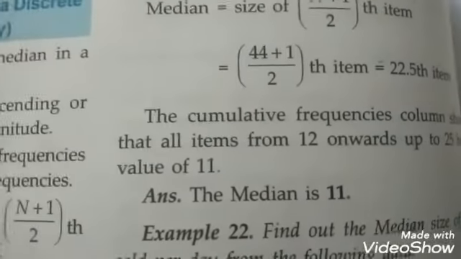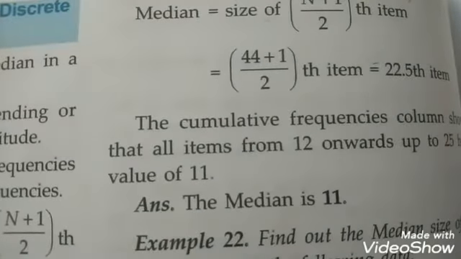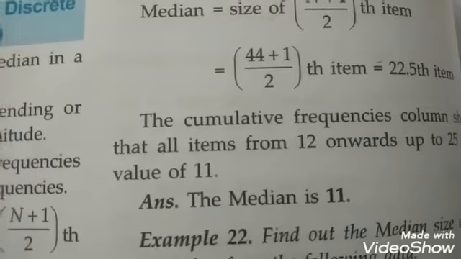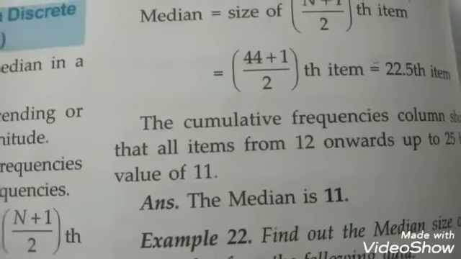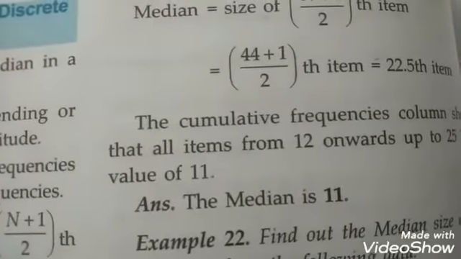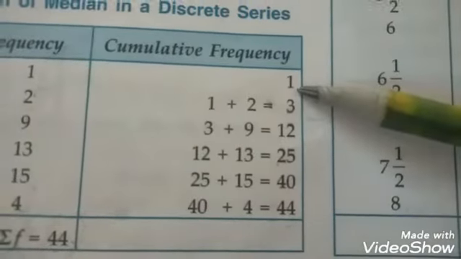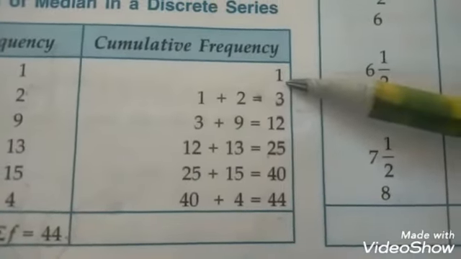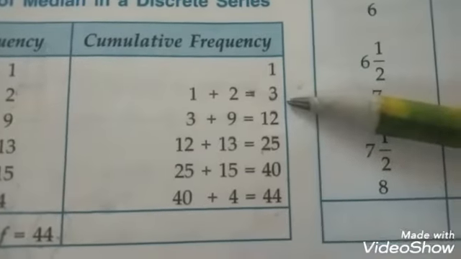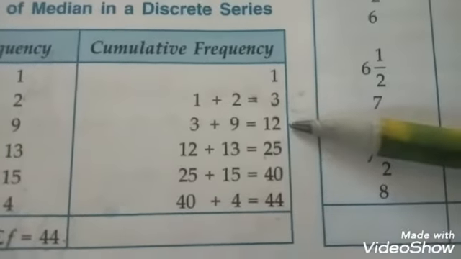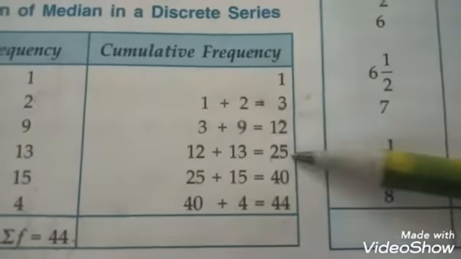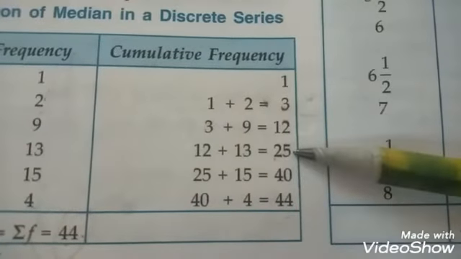The cumulative frequencies that we have calculated, we are going to look into those cumulative frequencies and find this value in that column. So this is our column of cumulative frequency. We can see 1 is less than 22.5, 3 is less than 22.5, 12 is less than 22.5, and 25 is more than 22.5.